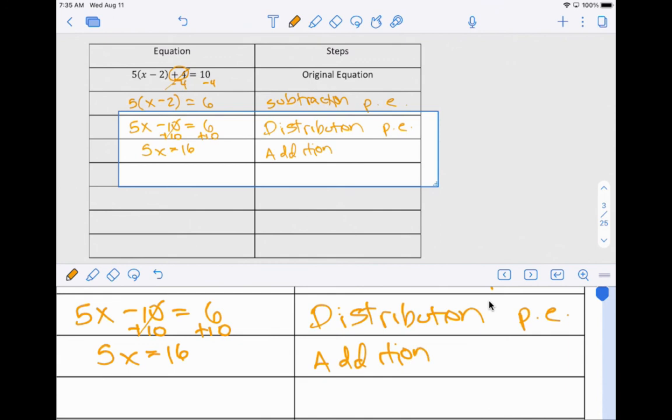Try not to get too lazy about this, okay? You can't just write add or subtract or distribute. You actually have to write the property. So subtraction, distribution, addition, okay?